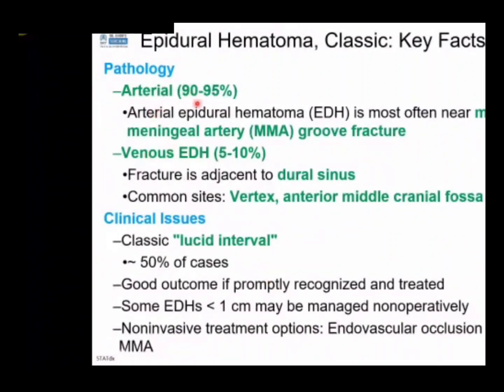So this is the concept which you have to remember. Arterial is 90 to 95%, venous is 5 to 10%. And the locations, you have to really remember them. Other than the dural sinuses, for example, the transverse sinus, etc., do not forget the vertex, the superior sagittal sinus. And anterior middle cranial fossa is very important to remember. I'll come back to this point.